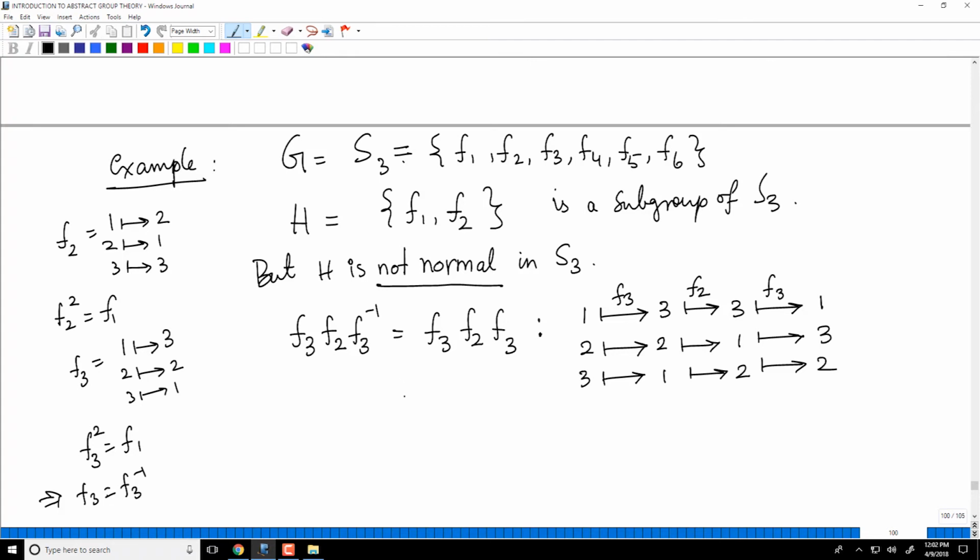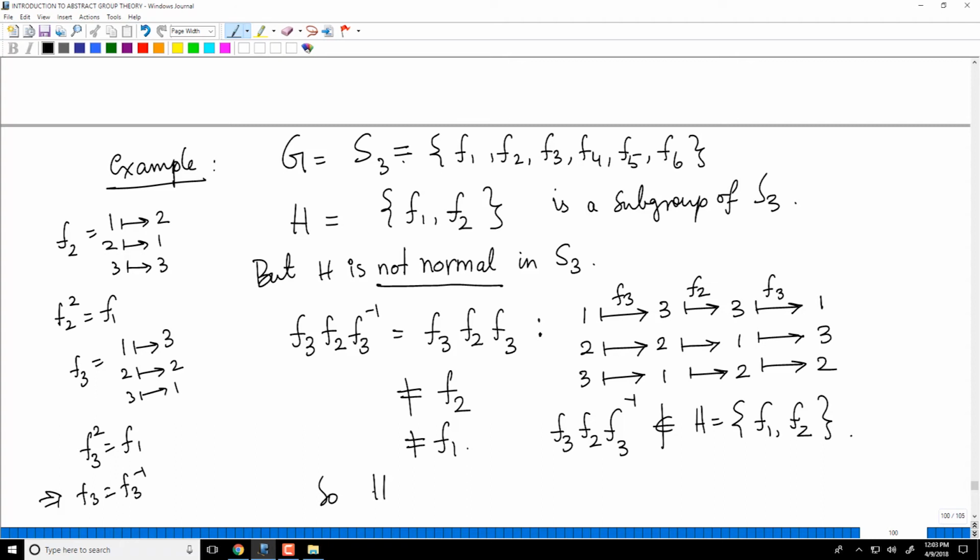And this is not equal to F2, and it is certainly not equal to F1. So F3 F2 F3 inverse is not in H. So H is not normal.